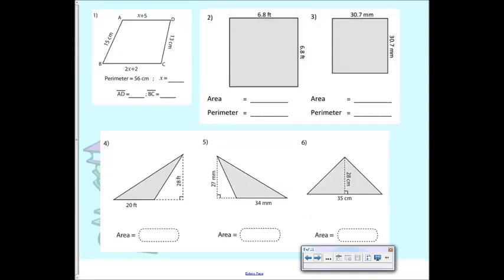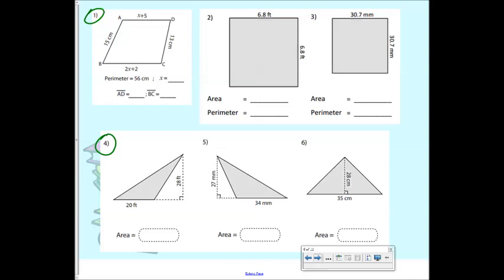Okay, so for your practice, I just want you to try 1, where you're going to try to find x, and then also AD and BC, and then 4, where you're just finding the area. Okay? All right, go to your boards, try these 2.